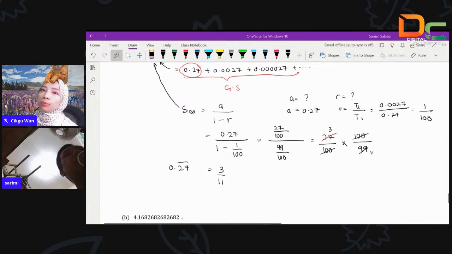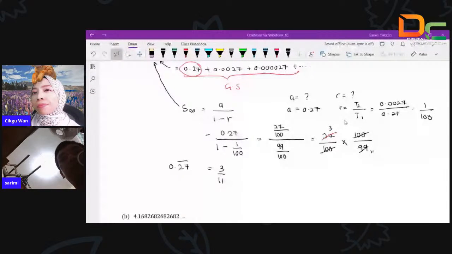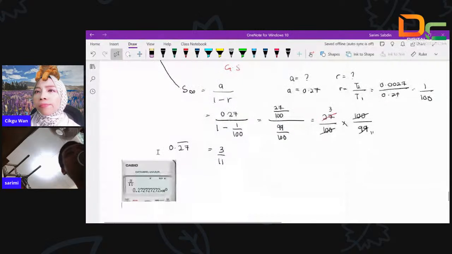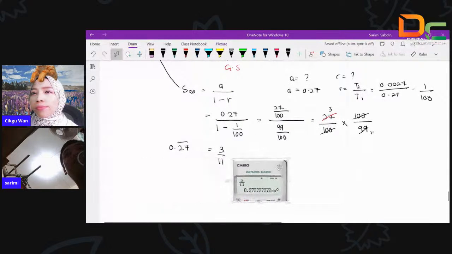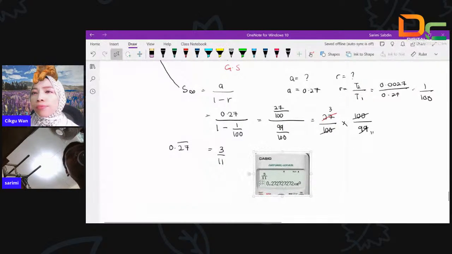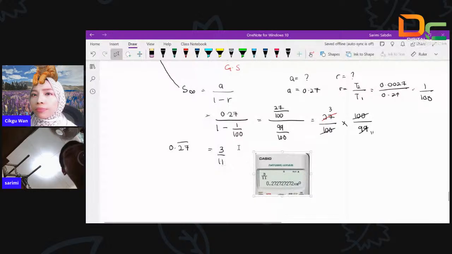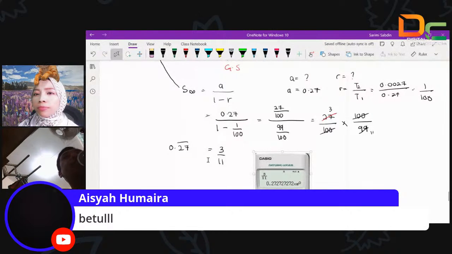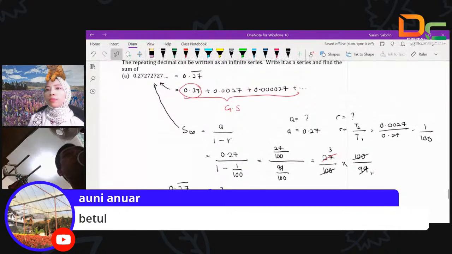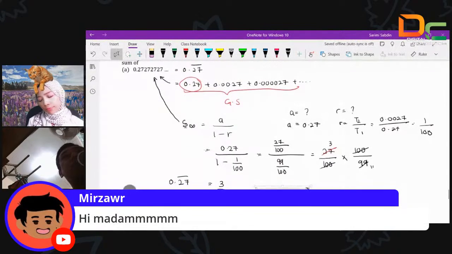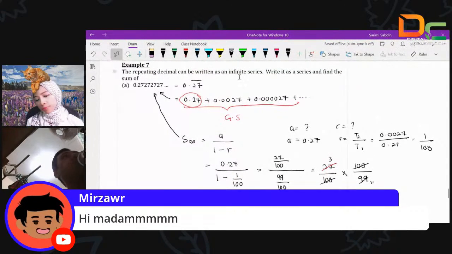How do I share this? Okay. Okay, so this is the calculator screenshot. So if you press 3 over 11 on the calculator you will get 0.272727 and so on. So it means it is correct. This is its fraction. Okay. So that's one of the applications of geometric sequence.